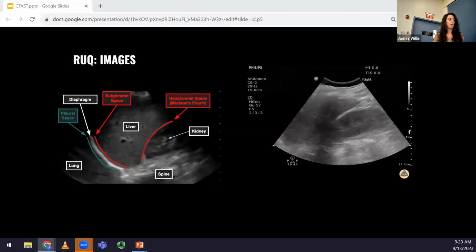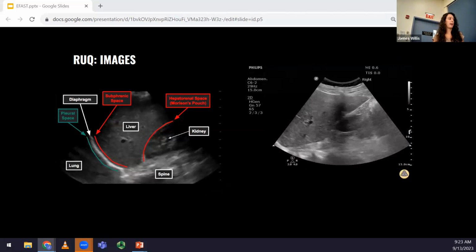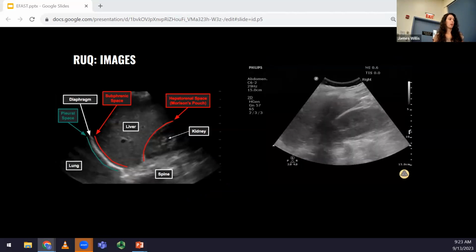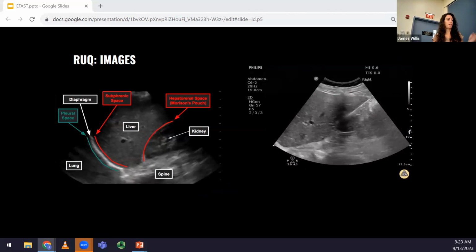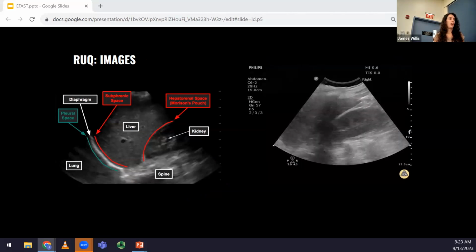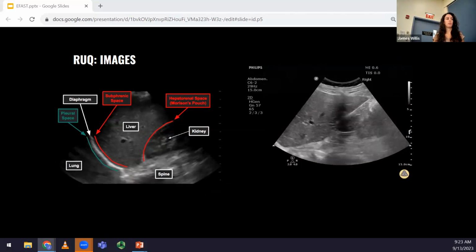So here's an example of a normal right upper quadrant sono, outlining some of the anatomy here. Looking for that Morrison's pouch, you can see the diaphragmatic and hepatic interface there. And again, wanting to scan some inferiorly, a little anteriorly to get that liver tip.